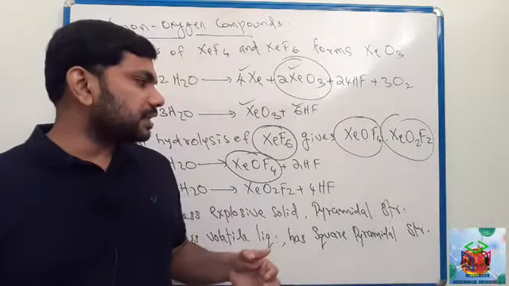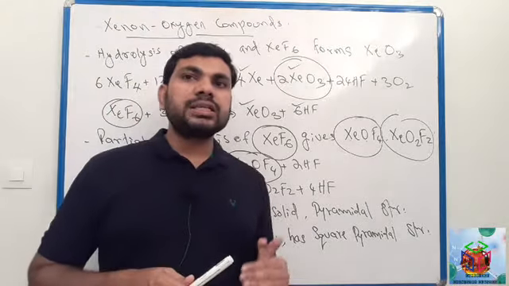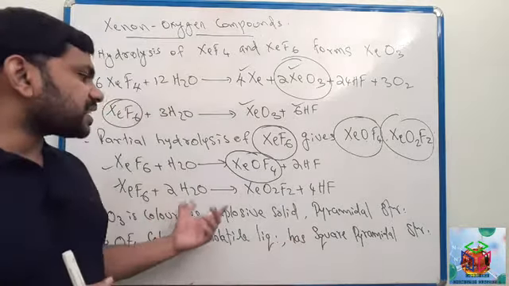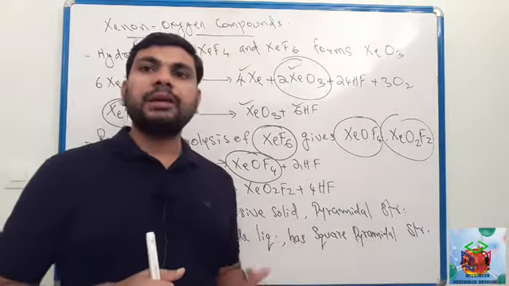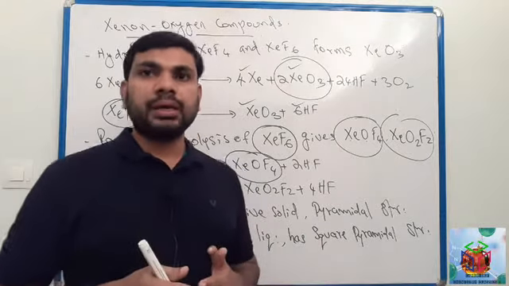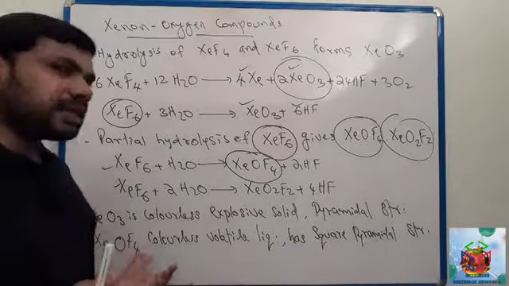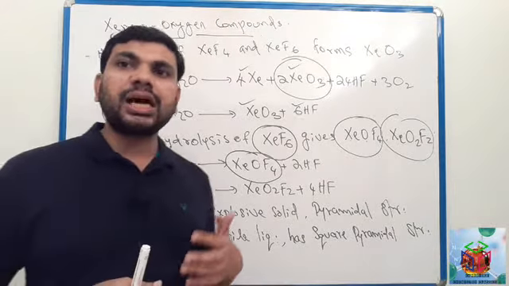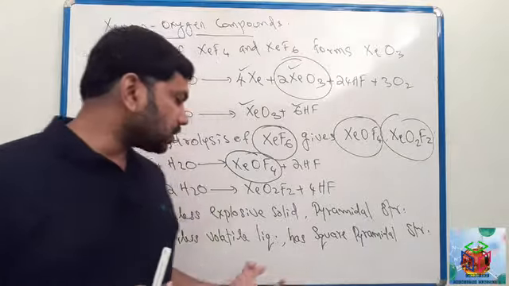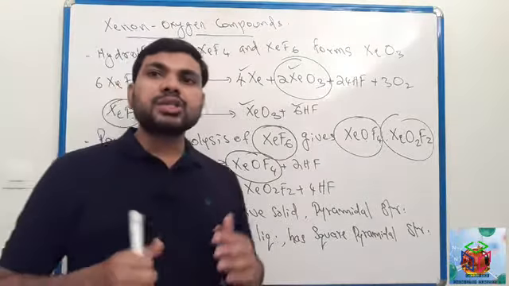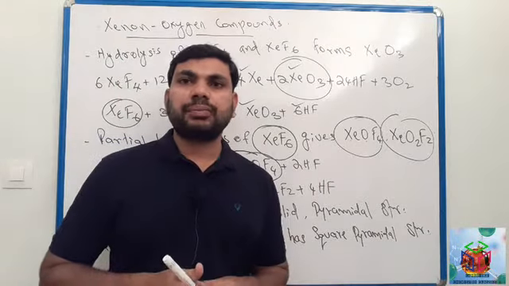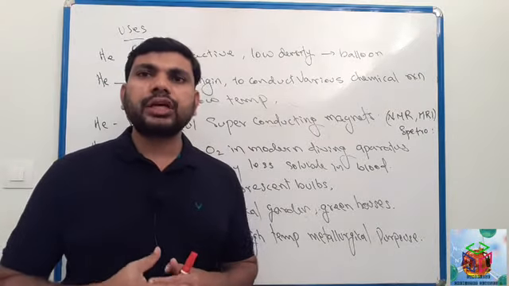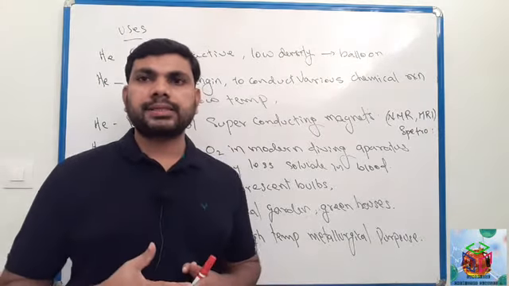After that we discuss XeO3, a colorless explosive solid with a pyramidal structure. After that we discuss XeOF4, a colorless volatile liquid with a square pyramidal structure. Clear? Next we have to discuss different uses of noble gases.